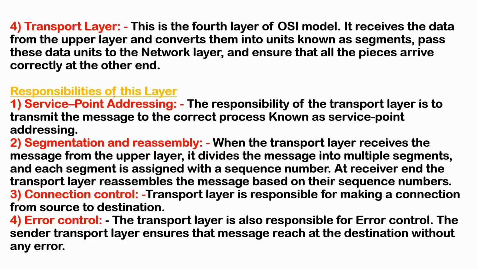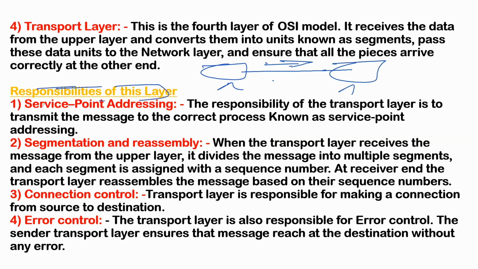Transport layer has the responsibility to send the data correctly to the other end. Suppose you send data from this PC to this PC, so transport layer is responsible to connect these PCs, for connection control and for error control, meaning it is responsible for correctly sending the pieces of your data.